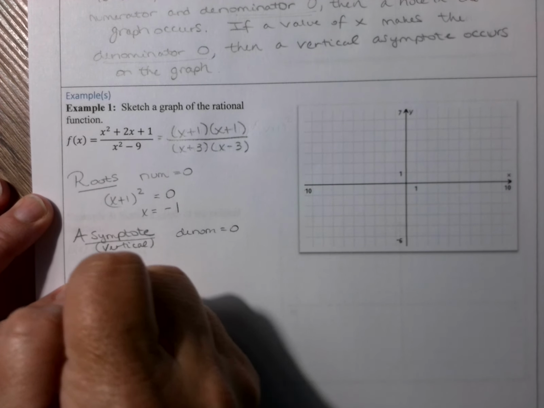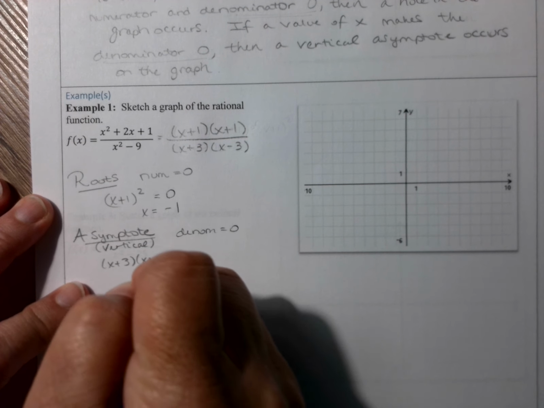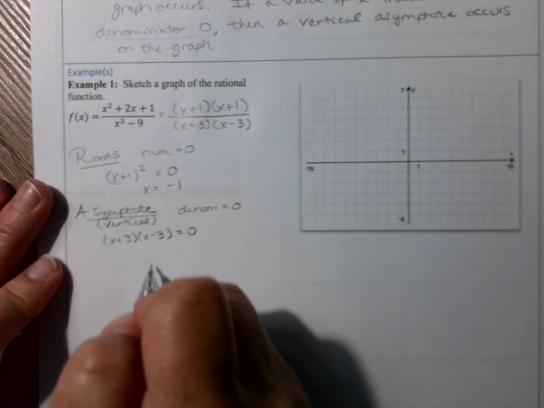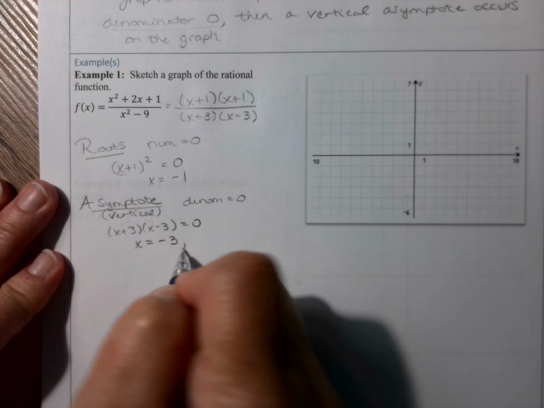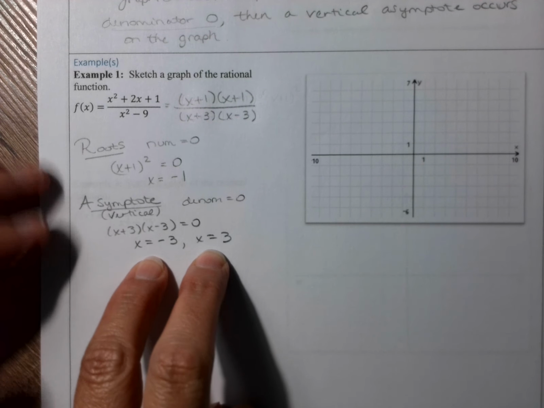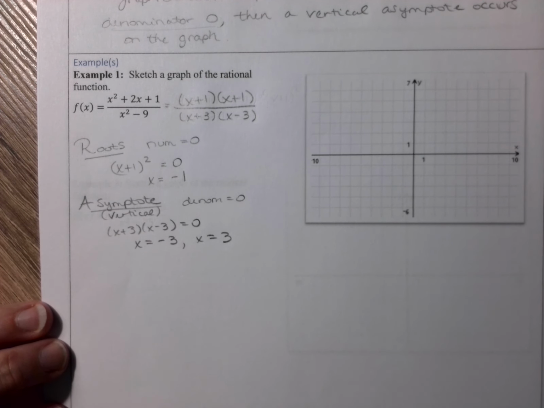I'm going to take the denominator, x plus 3, x minus 3, and set it equal to 0. That, of course, is going to be 0 whenever x is negative 3 and when x is 3. So we've got two vertical asymptotes for this rational function.